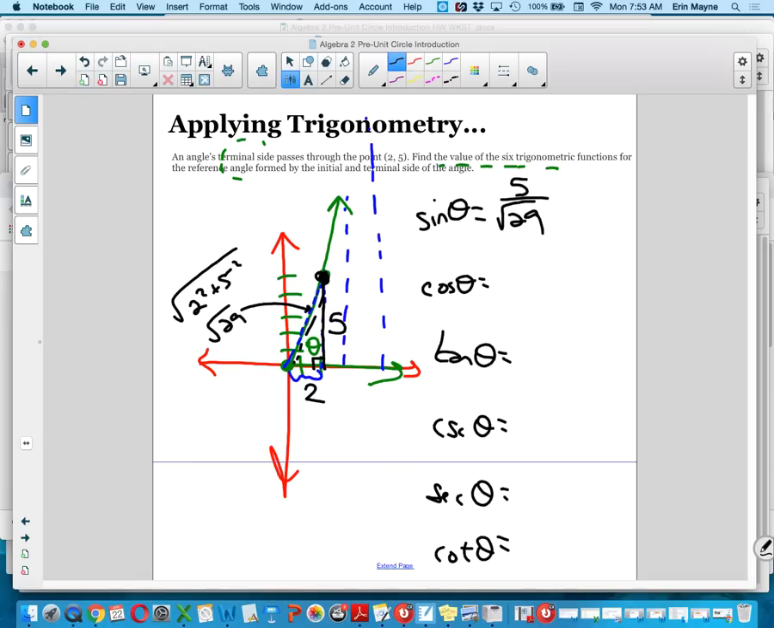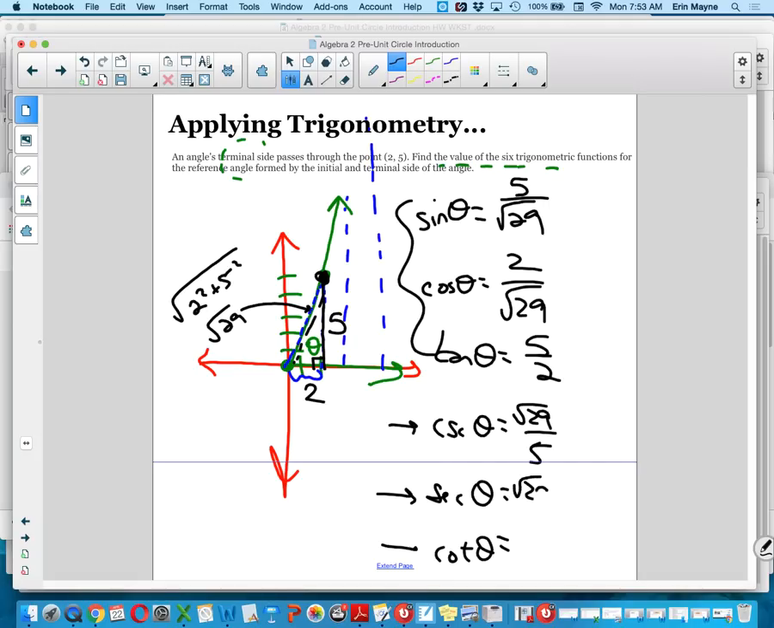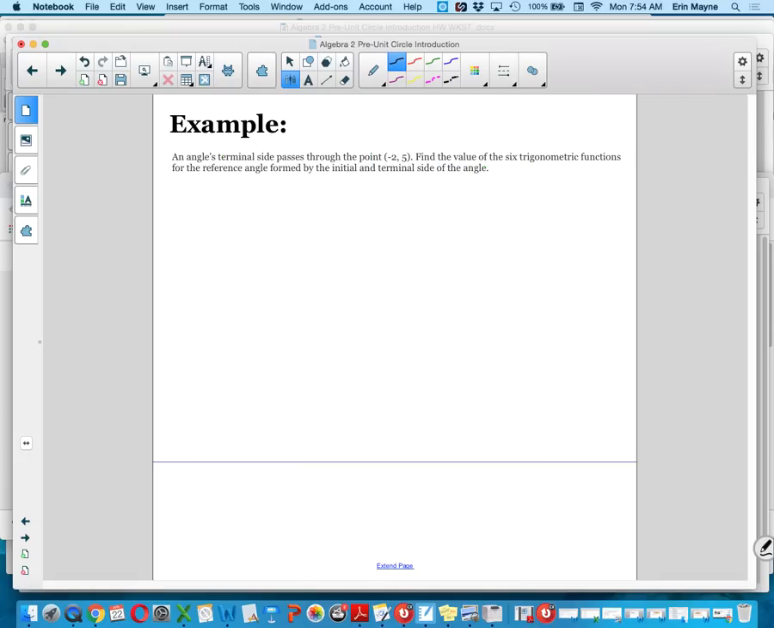Okay, my cosine would be 2 over root 29 for adjacent over hypotenuse. My tangent would be 5 over 2. And then for these, I literally find my original 3's reciprocals. The cosecant is the reciprocal of sine, which is the square root of 29 over 5. The secant is the reciprocal of cosine, which is square root of 29 over 2. And the cotangent is the reciprocal of tangent, which is 2 over 5. So with that, go ahead and go to the next slide.